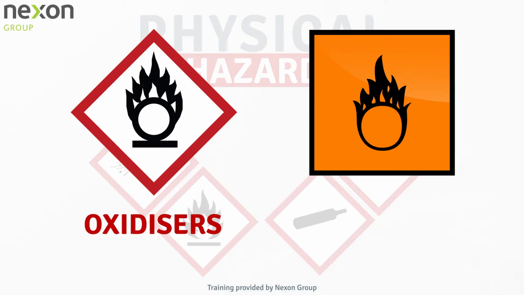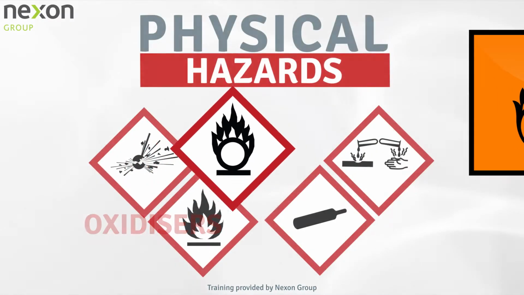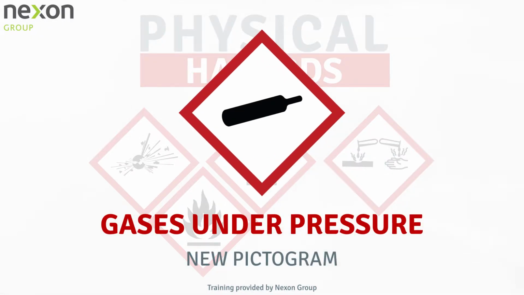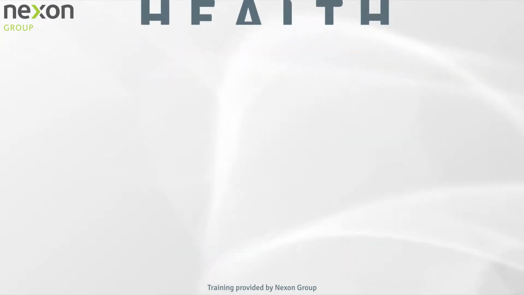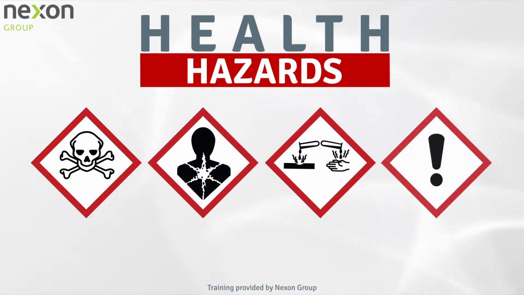Again, you can see the old DPD symbol below. Here is the pictogram for oxidizers with the old DPD symbol showing below. Here is the pictogram for gases under pressure. This is a new hazard identified by CLP and there is no equivalent DPD symbol. This pictogram means that the chemical is corrosive to metal. We will also see the corrosive symbol in the health hazards section, meaning the chemical is corrosive to the human skin.